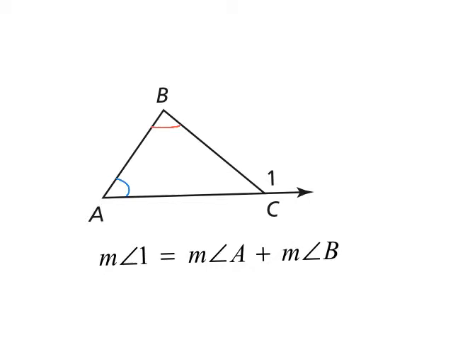Sorry, I didn't record, but he said something really good. So we have angle 1 and this angle right here are supplementary, meaning they add up to 180, right? And then this one plus those two obviously have to add up to 180 because it's a triangle. So that means 1 has to be equivalent to the sum of A plus B. Okay, so that's why the exterior angle theorem works.